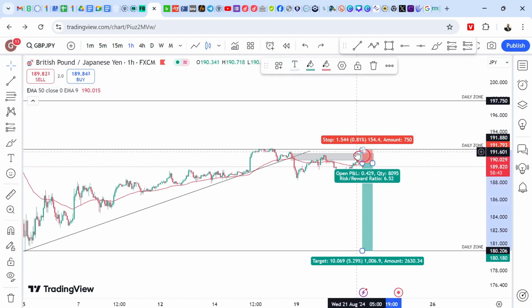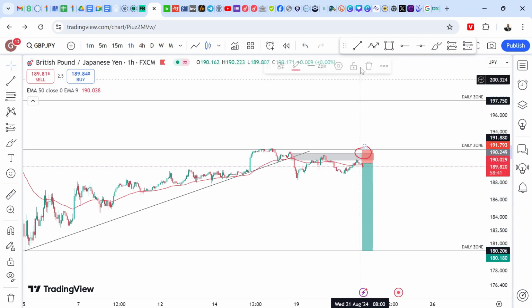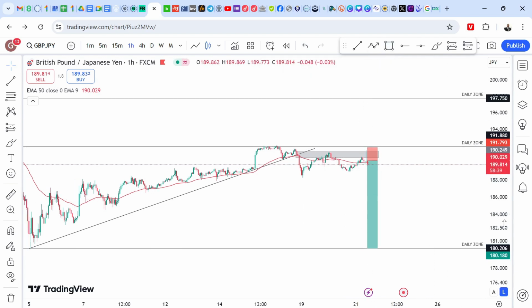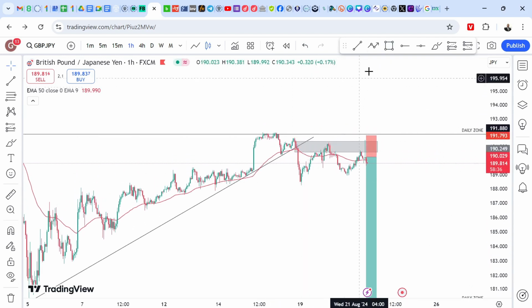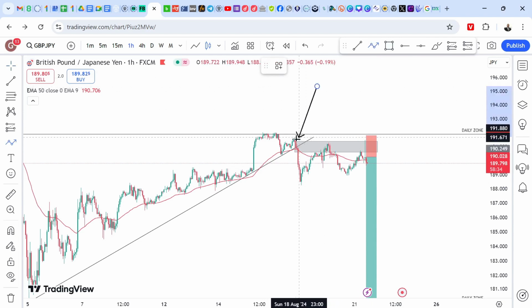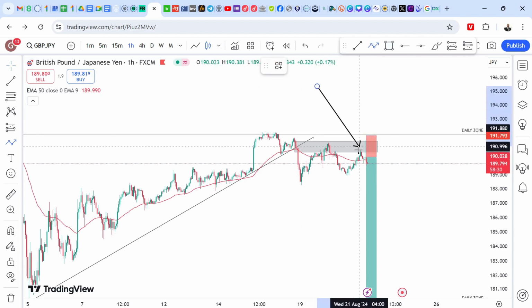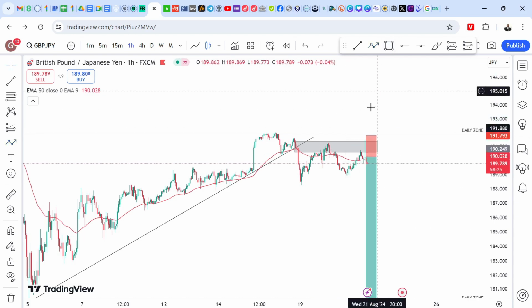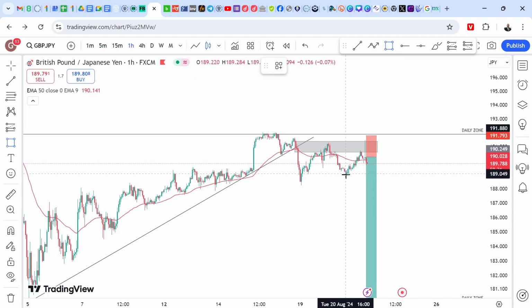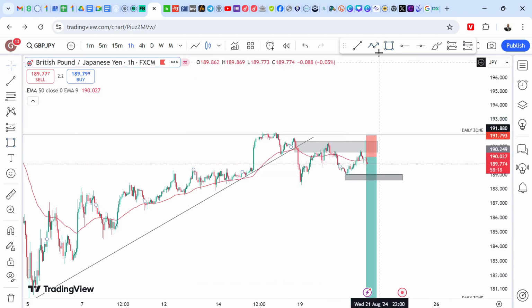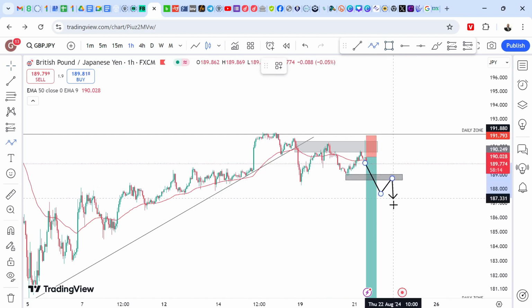Price failed to break above this high. Did you see that? So here now we have lower highs. The moment I'm on this trade and I see price break below this zone again, I will go in with more setups. The moment I see price break below this zone and come back for a retest, then I will go in with more trade setups.